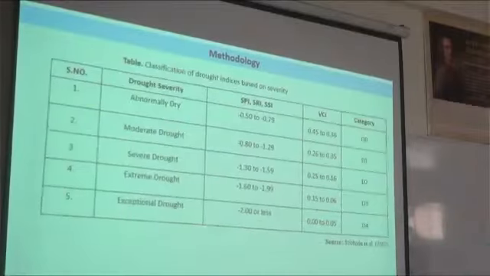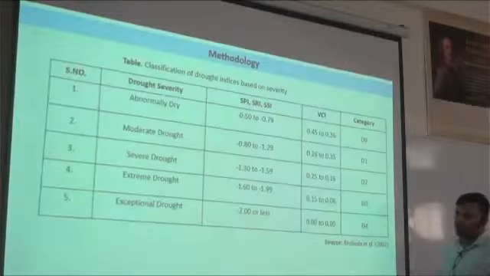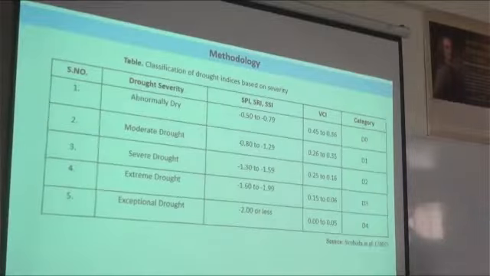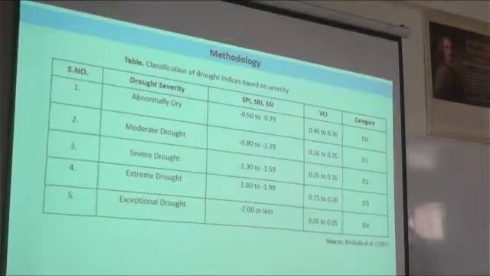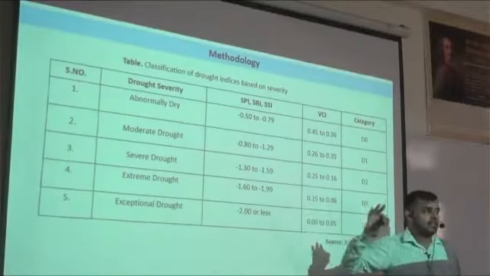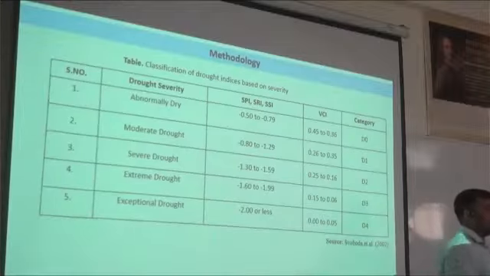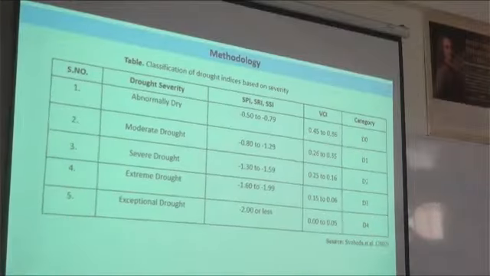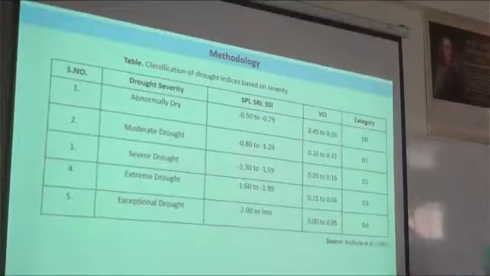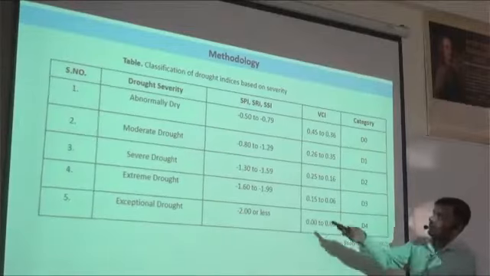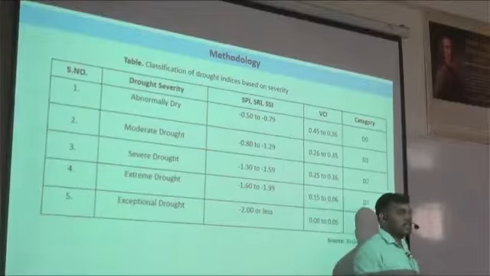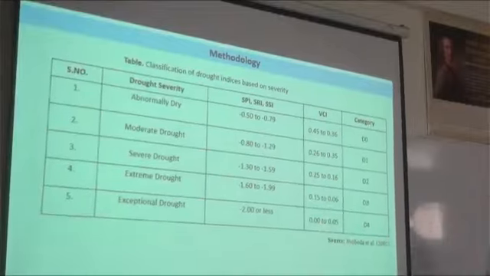These are the classifications based on severity. We have used this because this classification is common for SPI, SRI and SSI. It is not worldwide famous. Some studies say that if the SPI value is just below 0, just negative, it shows a drought condition. But here we have not considered that as drought. Before that it is declared as abnormally dry, not a drought condition.